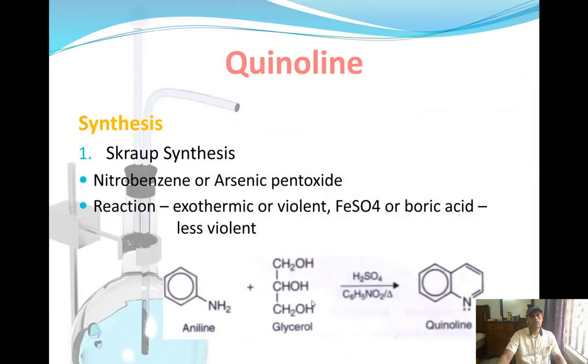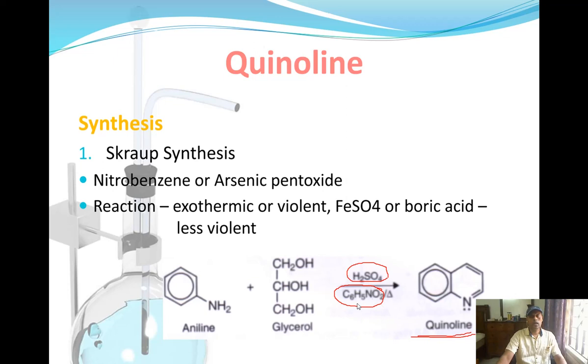The first method of synthesis is the Skraup synthesis. In this, you take aniline and mix it with glycerol, in the presence of sulfuric acid and nitrobenzene. You will have to heat this reaction mixture. The result is quinoline. You are going to get the product quinoline with this reaction.